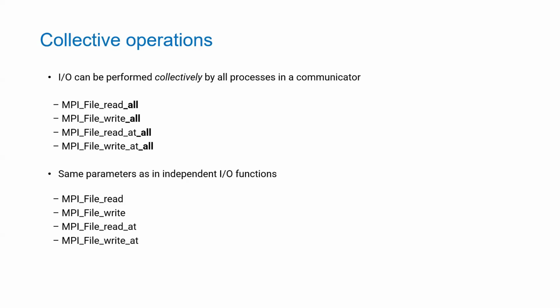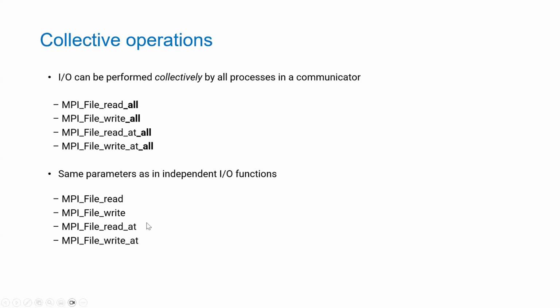So those are the basic operations, and the basic operations may be okay for the majority of applications. And then, as we talked about, it actually has collective operations. The collective operations can be performed collectively by all processes in the communicator. So the API is called file read all or write all. That's because it's still collective, so all processes will do things. And then you have the read at all and write at all. So they are still called collective.